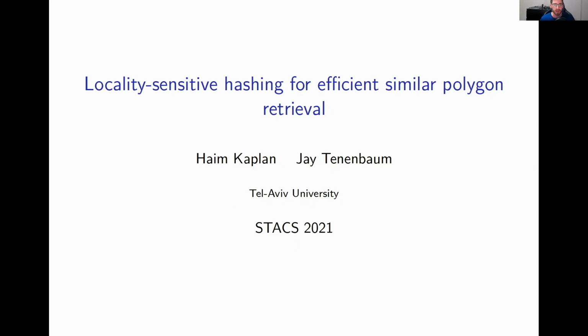Hi, my name is Tenenbaum, and today I'll be presenting a joint work with my advisor, Professor Haim Kaplan, titled Locality-Sensitive Hashing for Efficient Similar Polygon Retrieval.